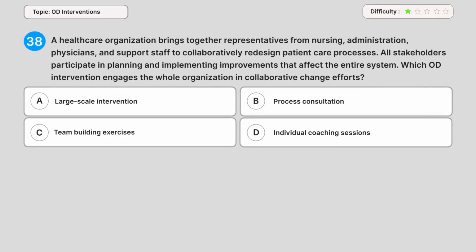38. A healthcare organisation brings together representatives from nursing, administration, physicians and support staff to collaboratively redesign patient care processes. All stakeholders participate in planning and implementing improvements that affect the entire system. Which OD intervention engages the whole organisation in collaborative change efforts? A. Large-scale intervention. B. Process consultation. C. Team-building exercises. D. Individual coaching sessions. Can you guess the answer?